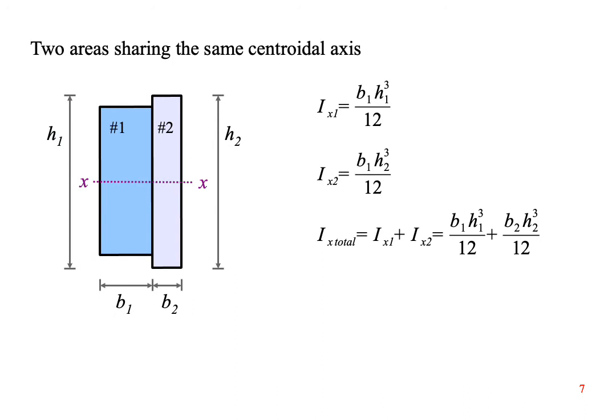If and only if two shapes share the same neutral axis, then you can add their moments of inertia. They don't have to have the same dimensions or even the same shape. The only thing that matters is that they share the same neutral axis. These two shapes share the same xx neutral axis, so you can add their I sub x values. They don't share the same y neutral axis, so you cannot add their I sub y values.